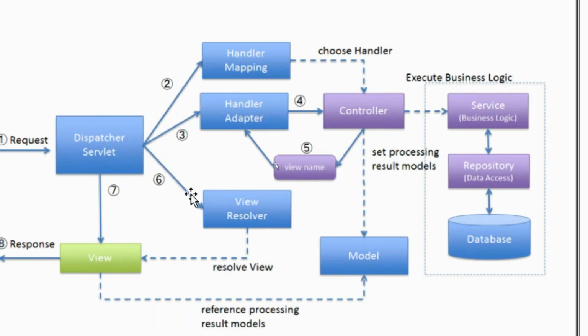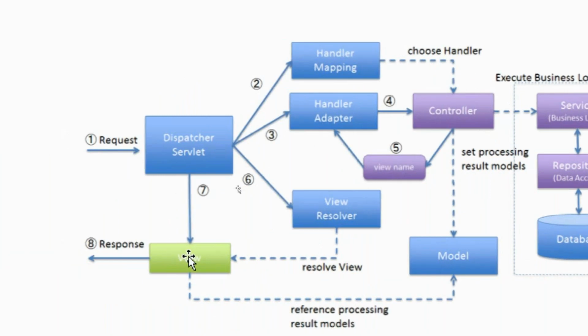The dispatcher servlet will send the request to the view resolver. The view name is there, and that view name is given to the view resolver. The view resolver resolves the view, identifies the view. Then the dispatcher servlet generates the response.